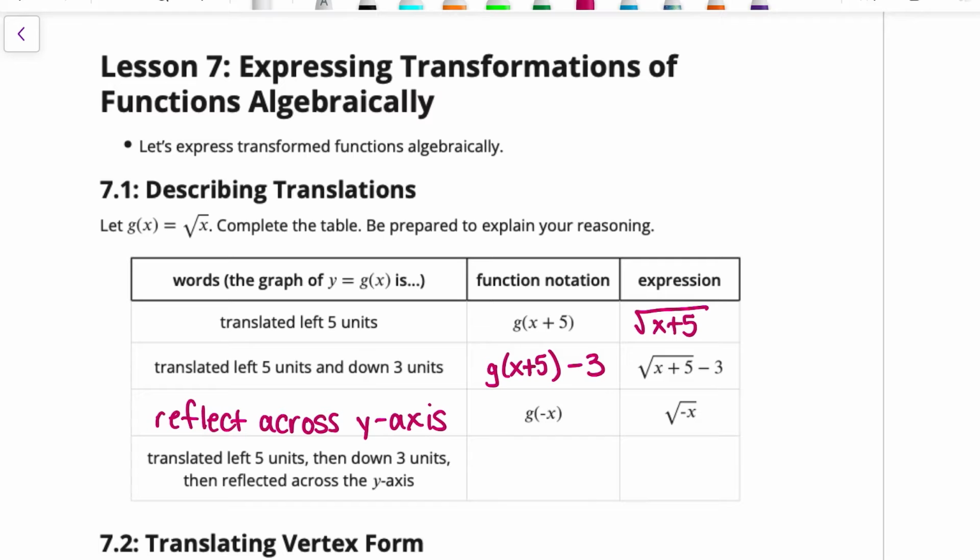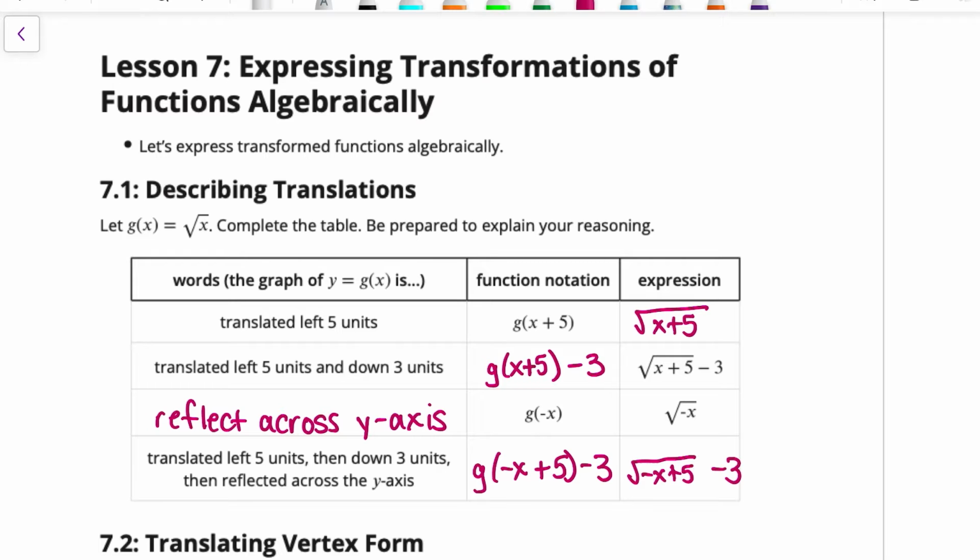Okay, so the next one, we're going to translate left 5 units, then down 3 units, then reflect across the y-axis. All right, so we have g of, remember that our x is negative, we're adding 5, and then we're subtracting 3. So we have the square root of negative x plus 5, and then subtract 3 outside of that radical.